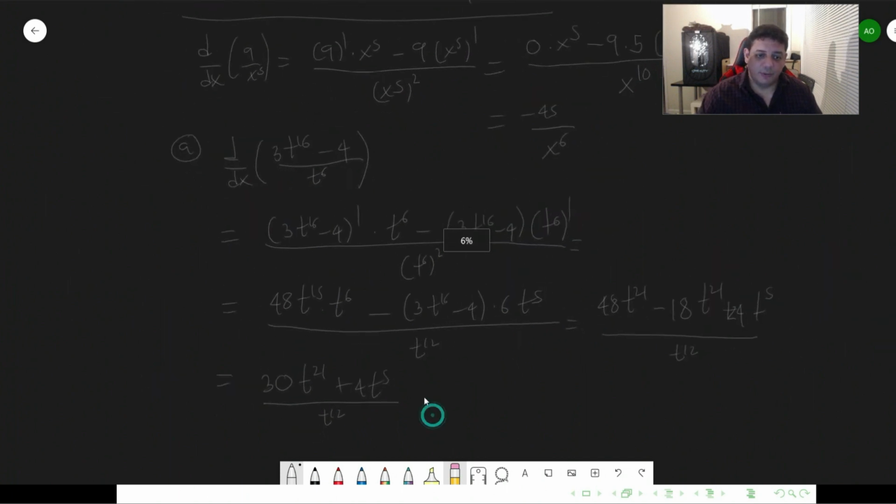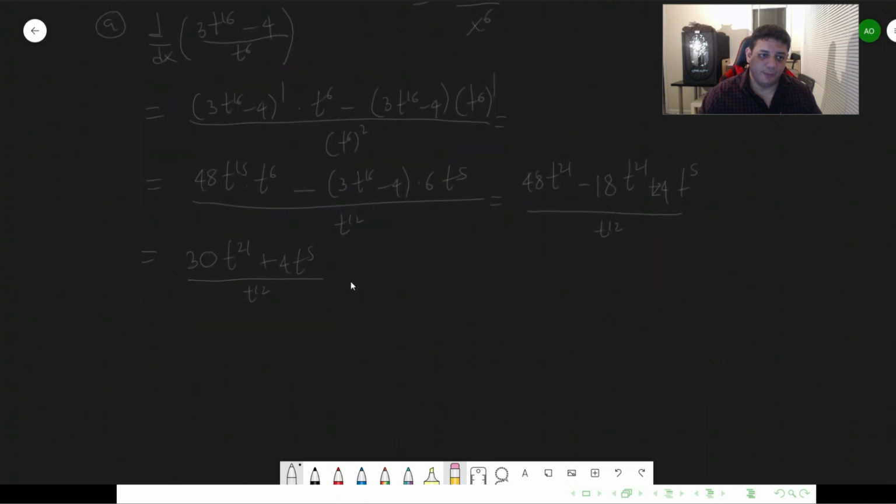But we can always find different ways to approach this. And alternatively, what we can do is separate this into things. We can use the denominator and think, well, this is t to the 16 over t to the 6 minus 4 t to the 6 over t to the 6. Okay, so that's the derivative of 3t to the 10 minus the derivative of 4t to the minus 6.